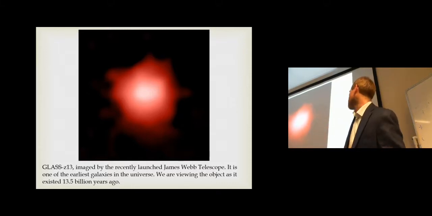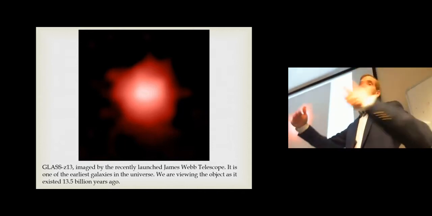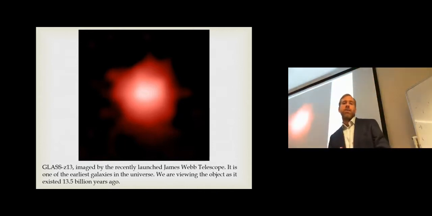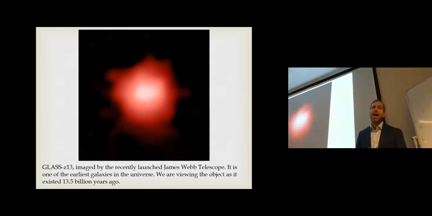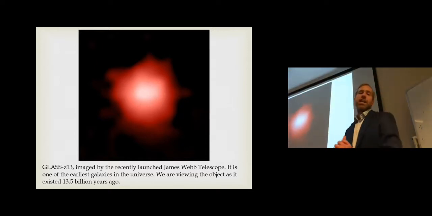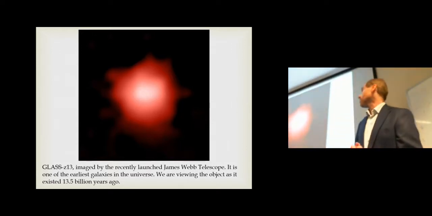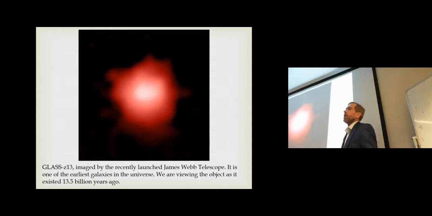And yet, nonetheless, here's another one of Webb's images capturing GLASS-Z13. Cosmologists always come up with the most creative names for the different objects that they find. That is a galaxy captured through infrared. Looks like a red splotch. And so it doesn't look that impressive, except when you take into account the fact that that is an object as it existed 13.5 billion years ago.